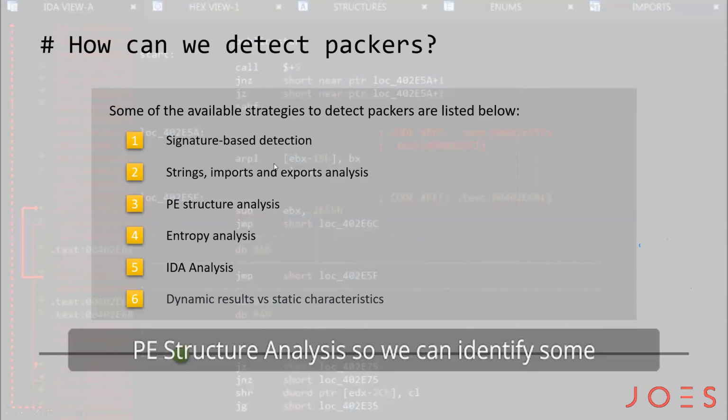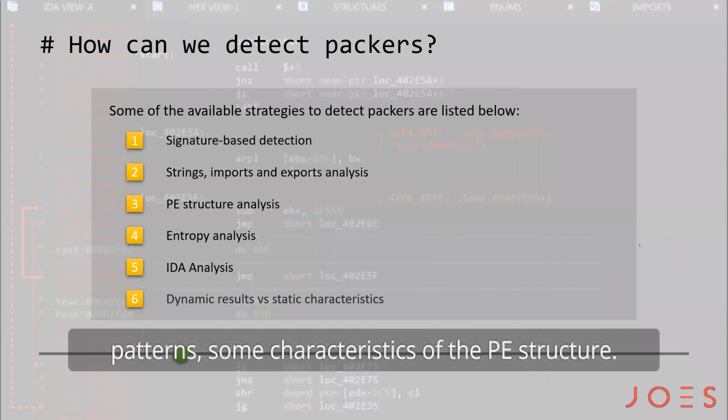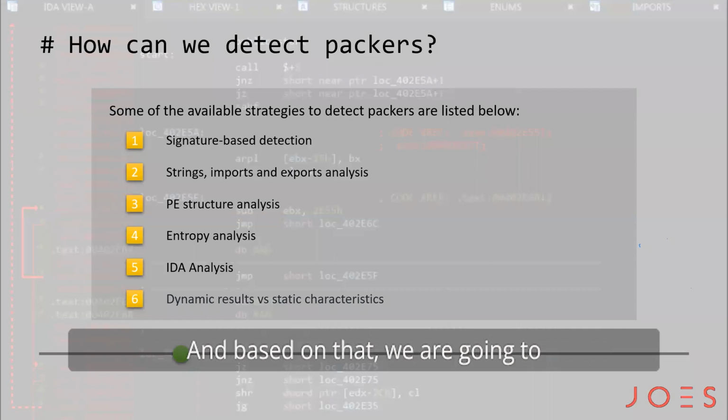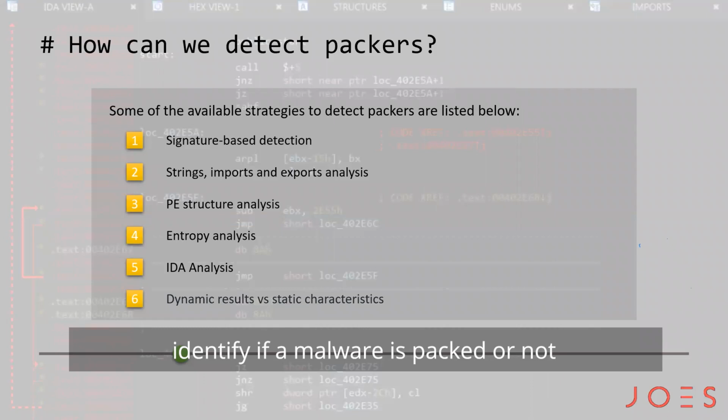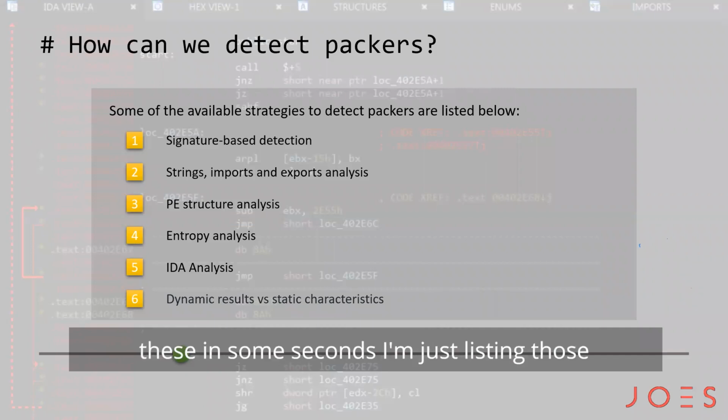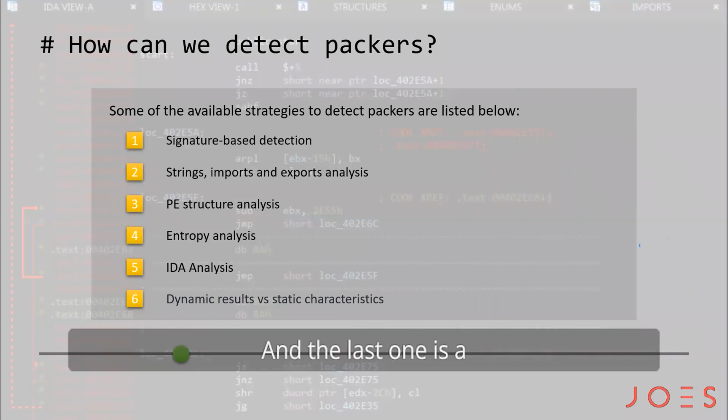PE structure analysis. We can identify some patterns, some characteristics of the PE structure, and based on that, we are going to identify if some malware is packed or not. Entropy analysis is also useful. Then IDA analysis. We're going to see each of these in some seconds, and I'm just listing those. And the last one is a comparison between the dynamic results.